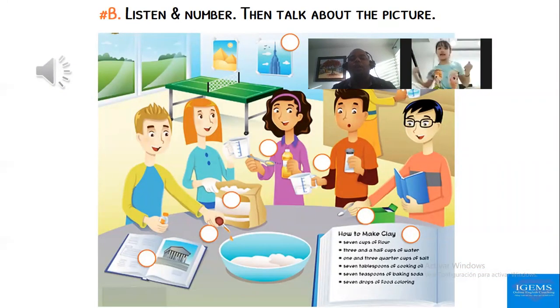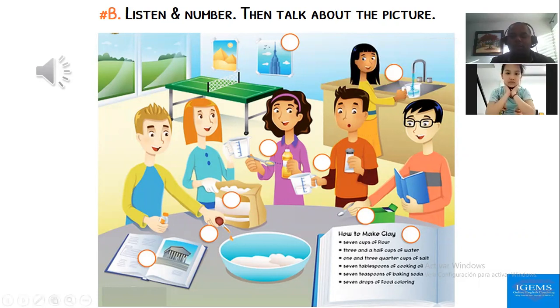Here's the activity. We are going to listen and number and then talk about the picture. Let me ask you something before we start with this. What happens here? What's going on? What are they doing? They're baking a cake. They're baking a clay. Okay, but what is a clay?